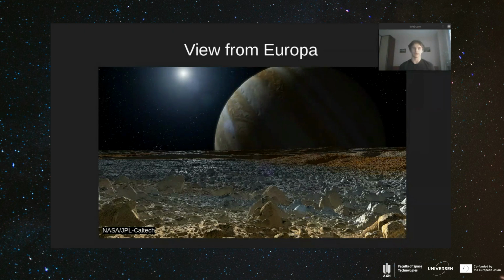Also, what's important, we want to measure how habitable Europa is. So, for example, if you would like to colonize it in the future, what we would have to prepare for.